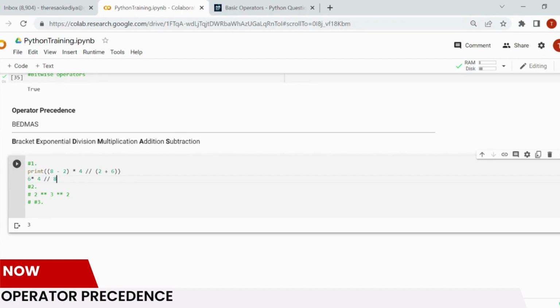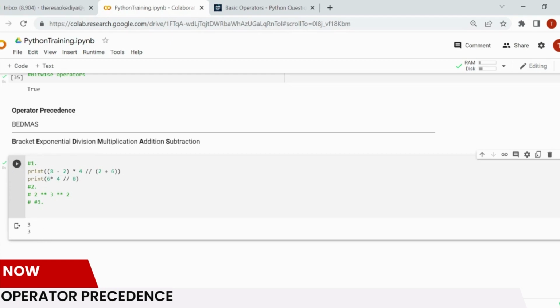20 divided by 8. 20 divided by 8 is supposed to give us what? That's supposed to give us a float number, right? Maybe 2.5. But let's see. I hope I'm wrong. Print. See, I'm thinking it's evaluated to 2, but it's evaluating to 3. So am I missing something?